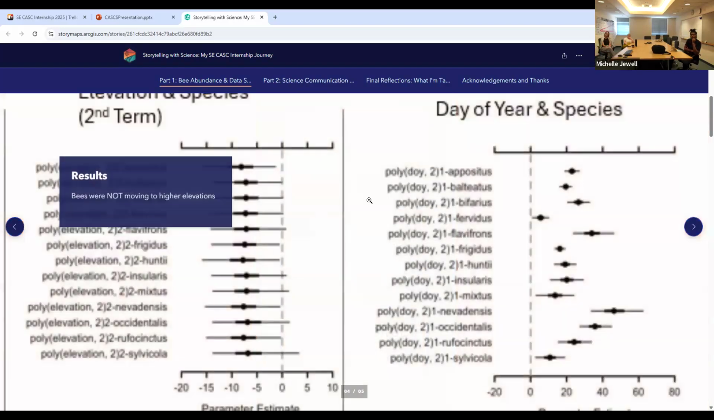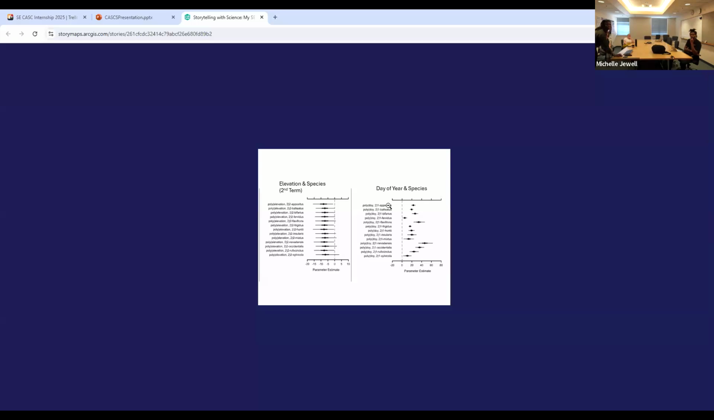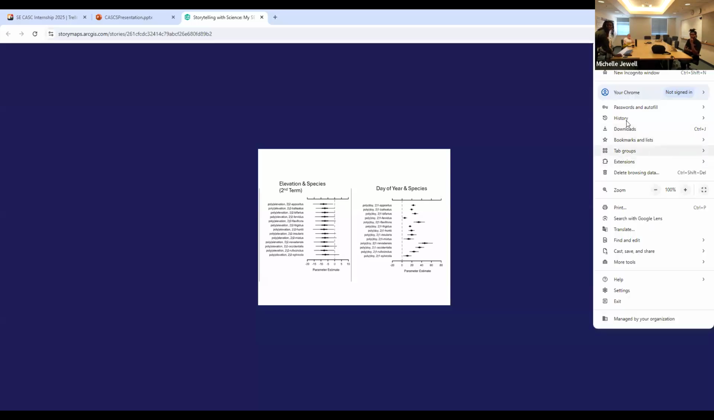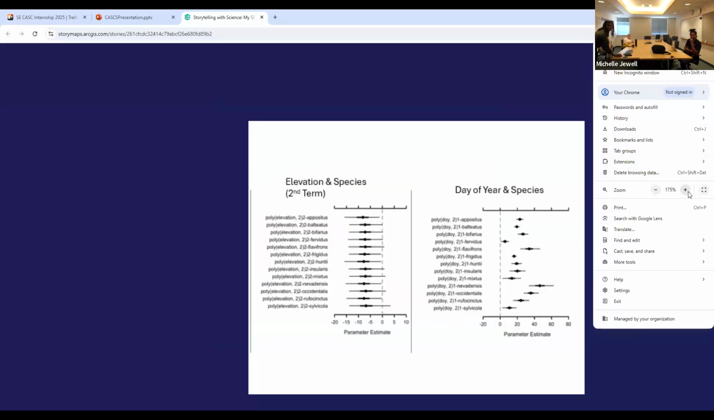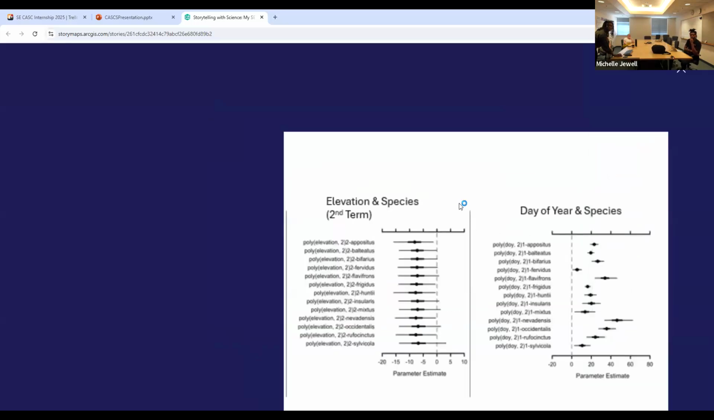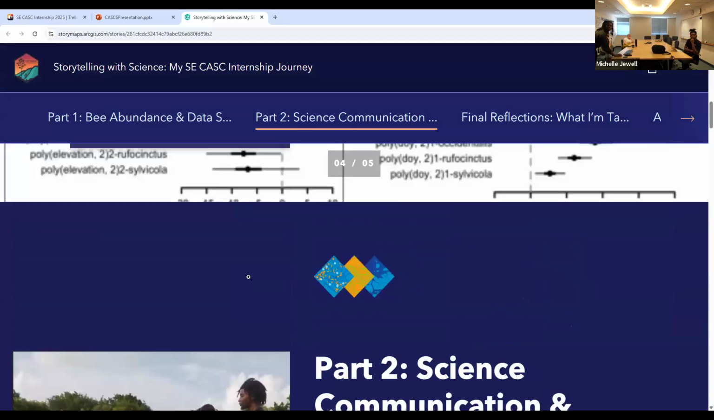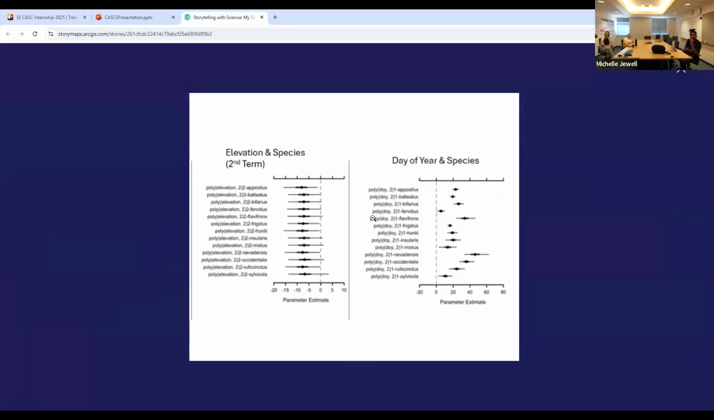And let's talk about our results. So unfortunately, we did not see that bees were moving higher in elevation. Actually, I'm just gonna zoom in here as to the graphs that we were able to produce with our analysis. As you can see with the first elevation graph that I have there, we're not really seeing that much of a correlation between elevation and the bees abundance.